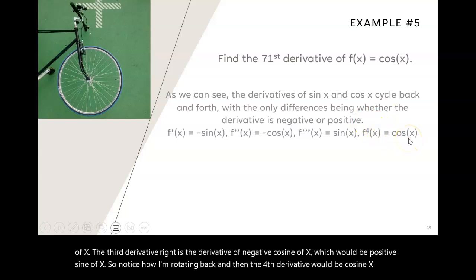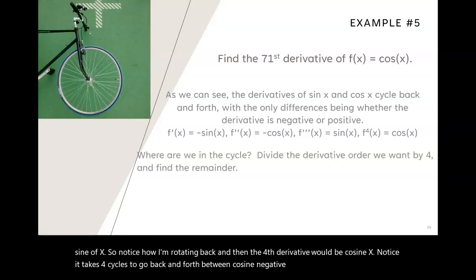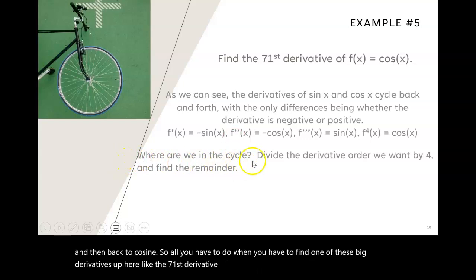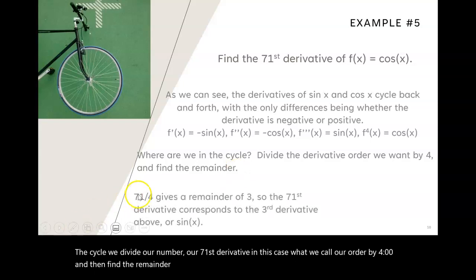Notice it takes 4 cycles to go back and forth between cosine, negative sine, negative cosine, and sine, and then back to cosine. So all you have to do when you have to find one of these big derivatives, like the 71st derivative, is figure out where we are in the cycle. We divide our number, the 71st derivative, in this case what we call our order, by 4, and then find the remainder. 71 divided by 4 gives us a remainder of 3, so that means we're at the same spot as the third derivative, which would be sine of x.